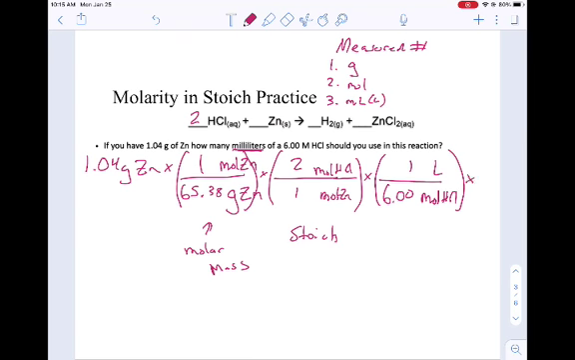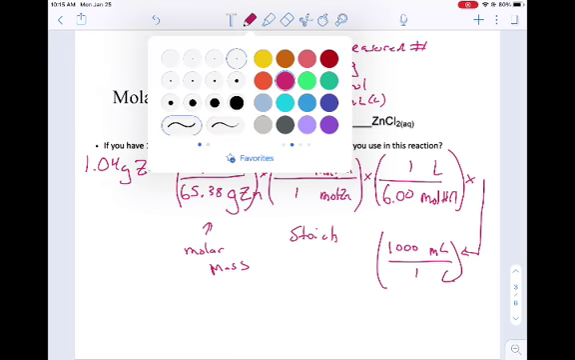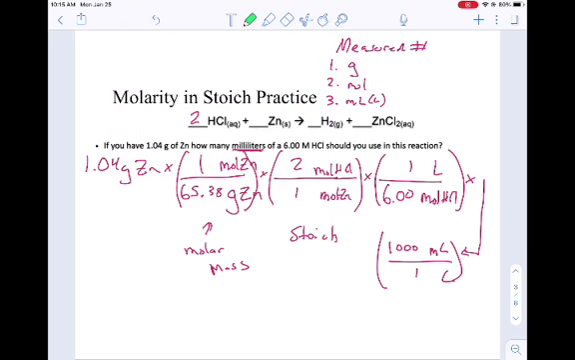The last step then, which I ran out of some room for, would be to convert from liter into milliliters, and that's what the question's asking me. And it's 1,000 milliliters for every 1 liter. Plugging this into my calculator then, I would type 1.04 divided by 65.38 times 2 divided by 6 times 1,000 to get myself there.